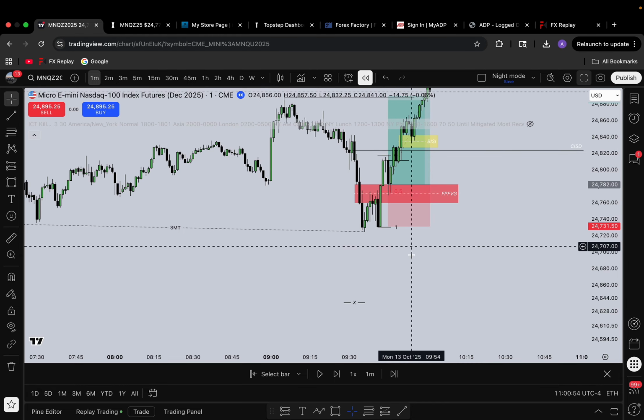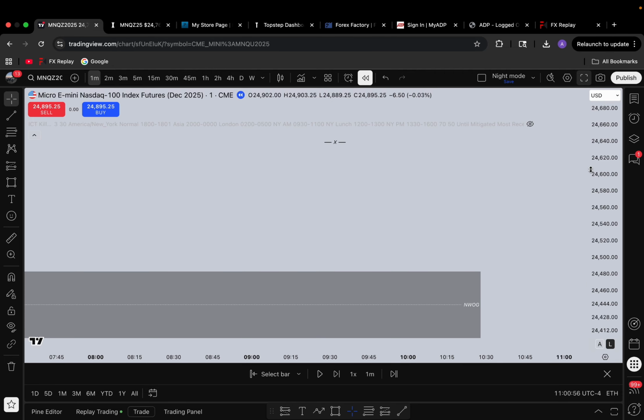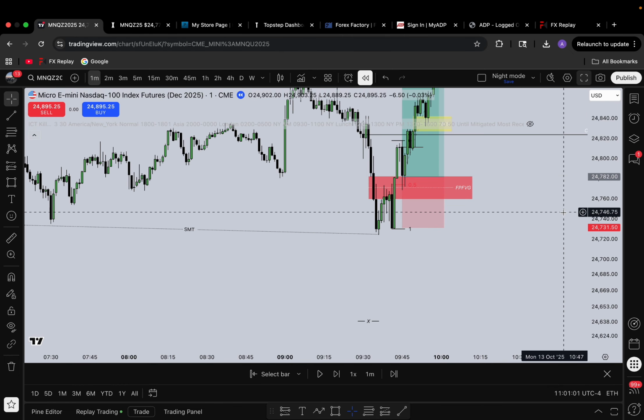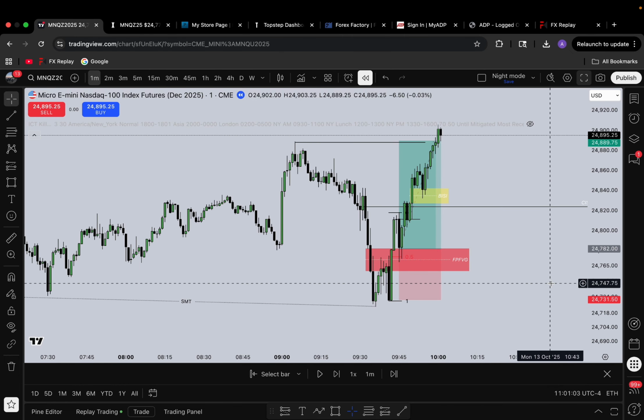But if we create another SIBI, I'm focused on the draw on liquidity being lower, and I have targets on the downside as well to take advantage of that price run moving lower. So it's a super fast trading style. It's not for everybody, but it is for me.